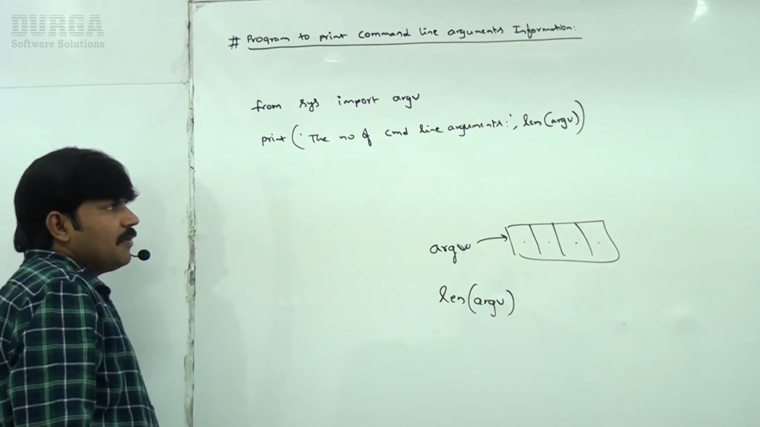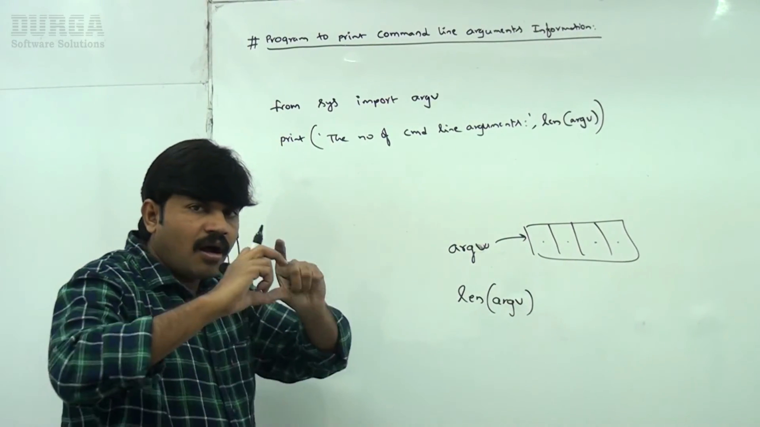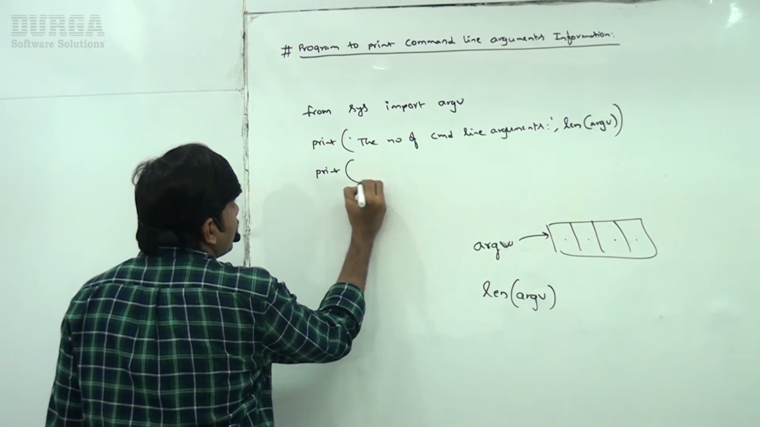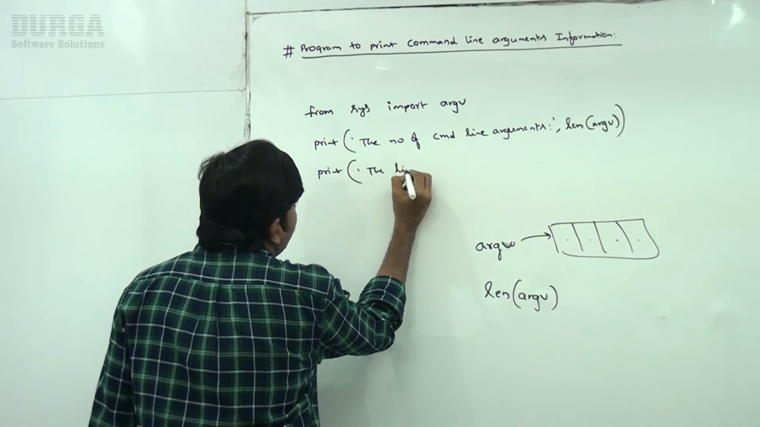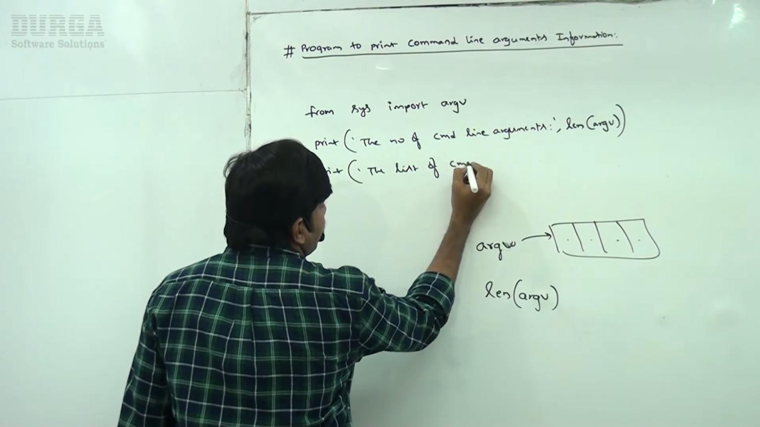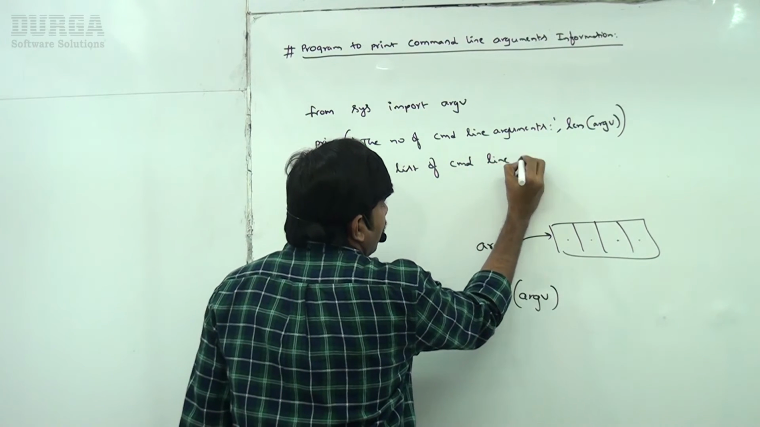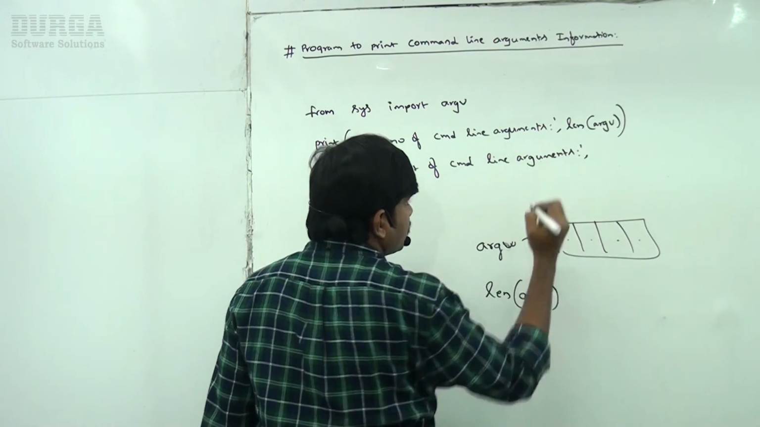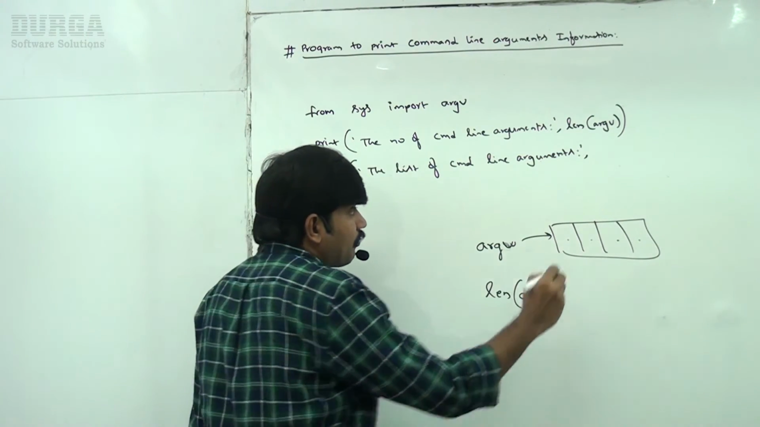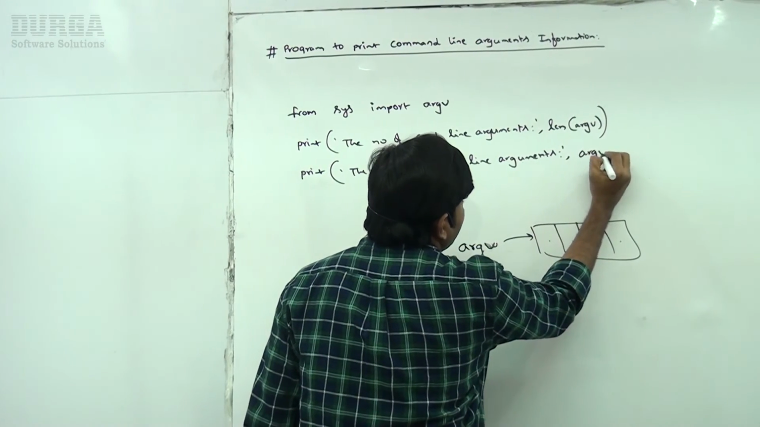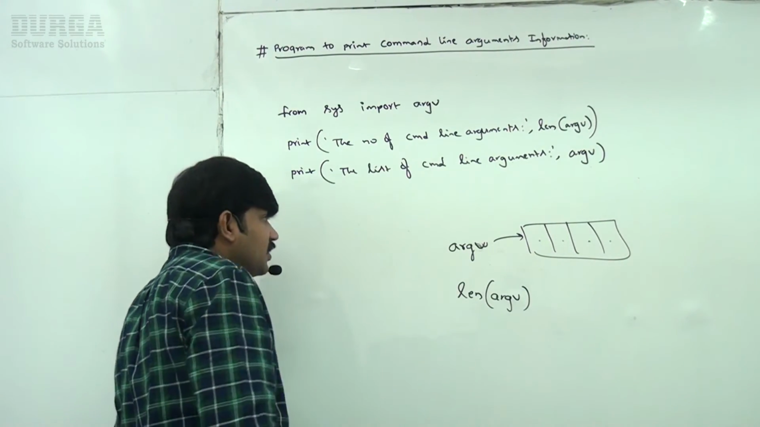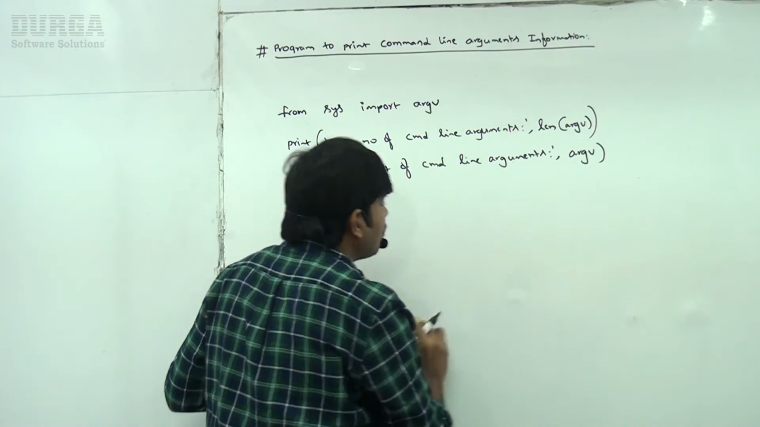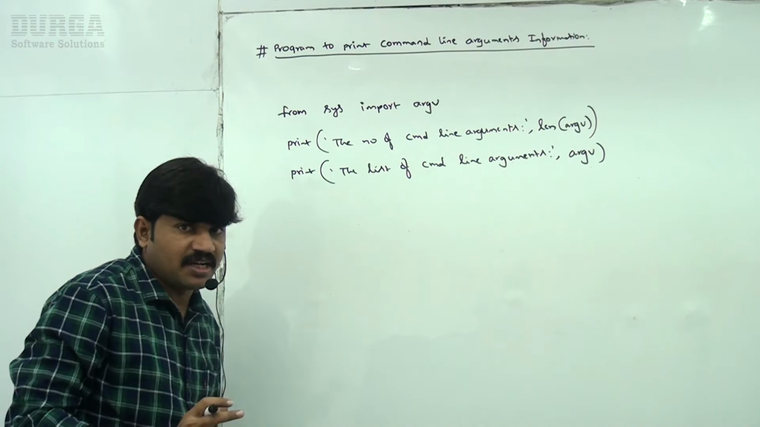Next, similarly, I want to provide all command line arguments in a single line. Print the list of command line arguments. So how can you print it, sir? Just simply argv, like this we have to take. So first, the number of command line arguments. Next, the list of command line arguments, right?